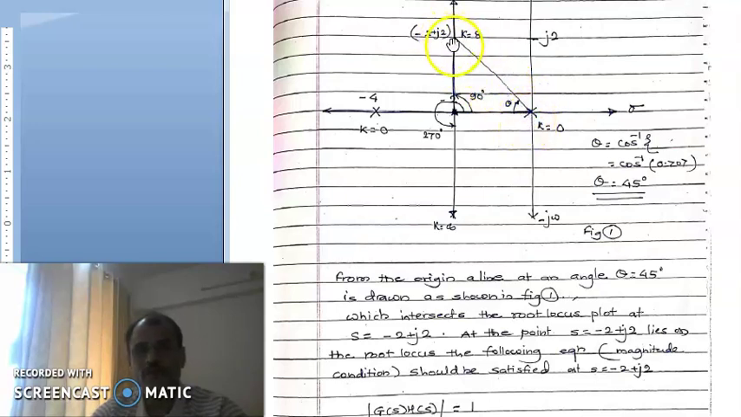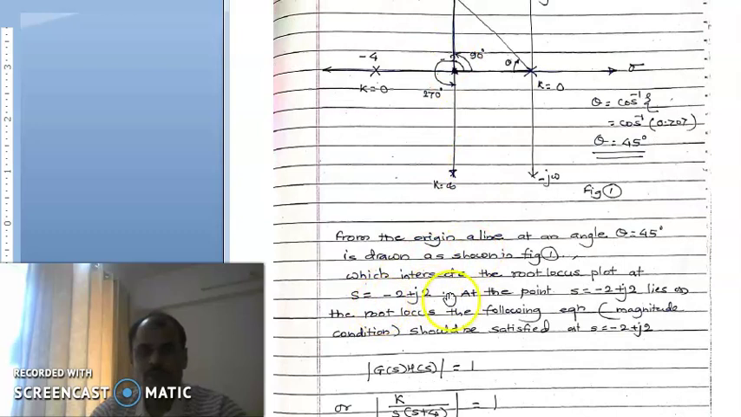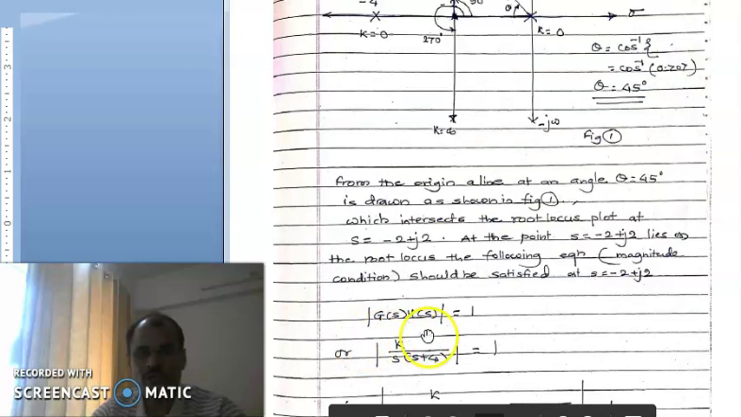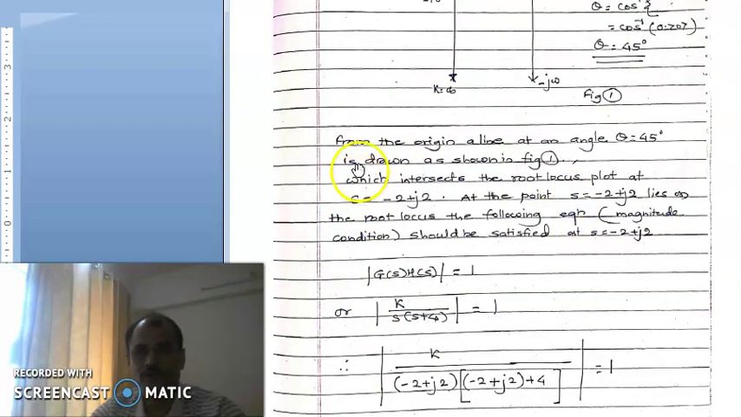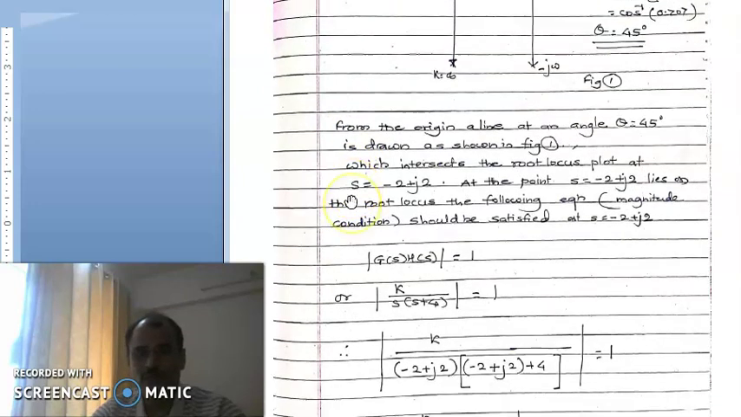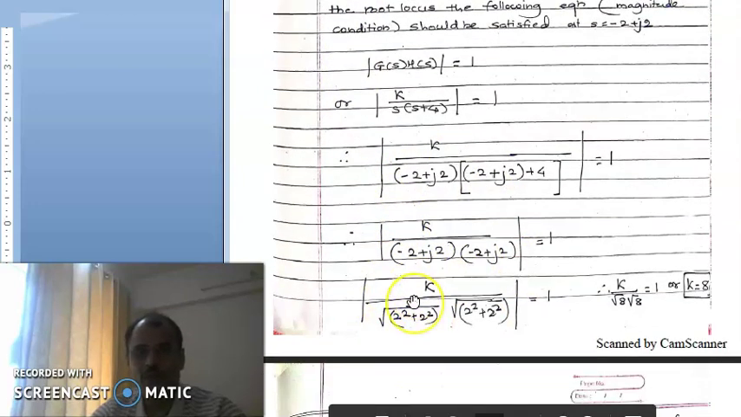Now we'll have the point of intersection with this, and therefore the root locus at s is equal to -2 minus j omega is to be computed. This is the point at which this line is going to intersect, and therefore by substituting that value we will get this.